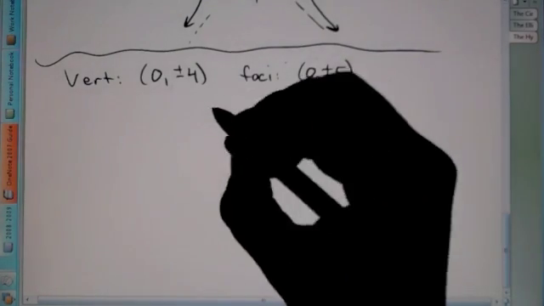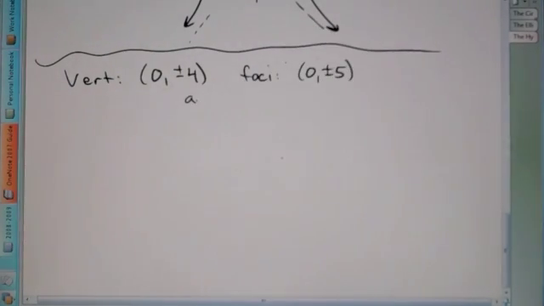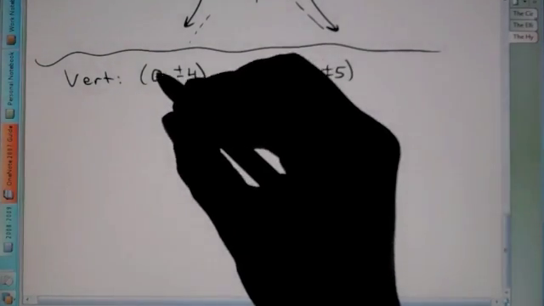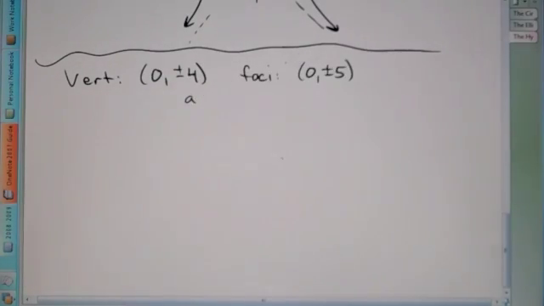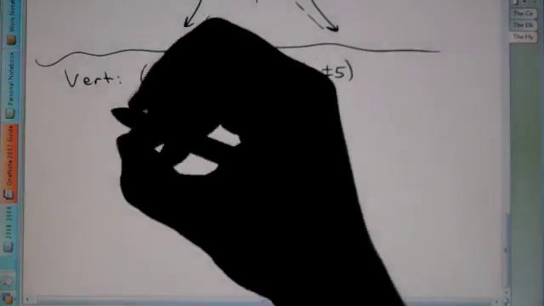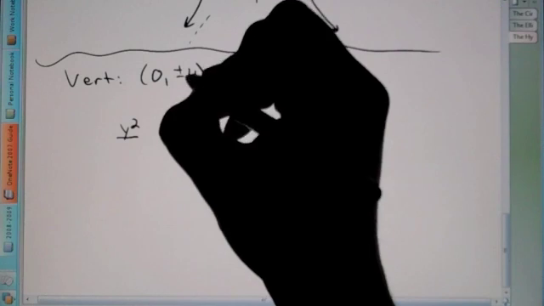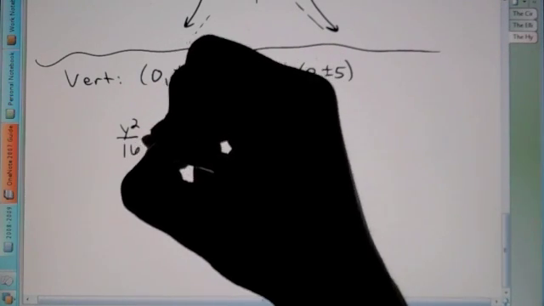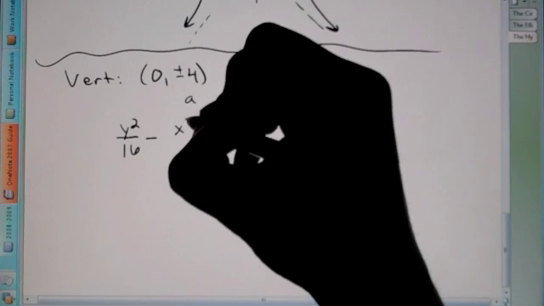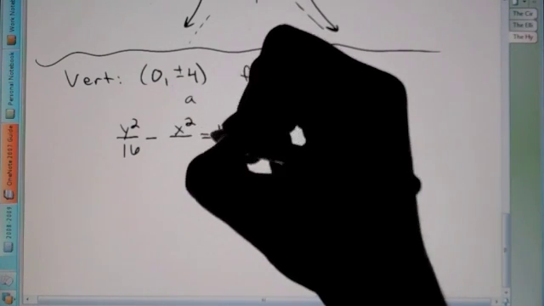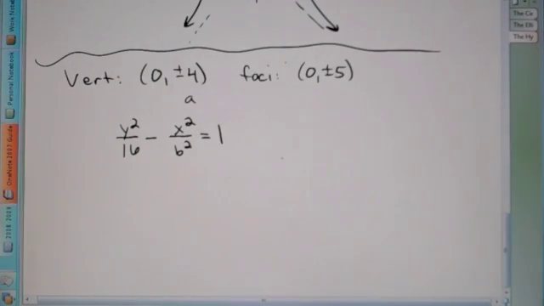Well, again, the foci always match up with A. So we know that's A, because they're on the same axis. But notice, since it's 0, positive, negative 4, we know it's going to be on the y-axis. So we say y squared over a squared, so in this case, 16, minus x squared over, but we don't know what b squared is.